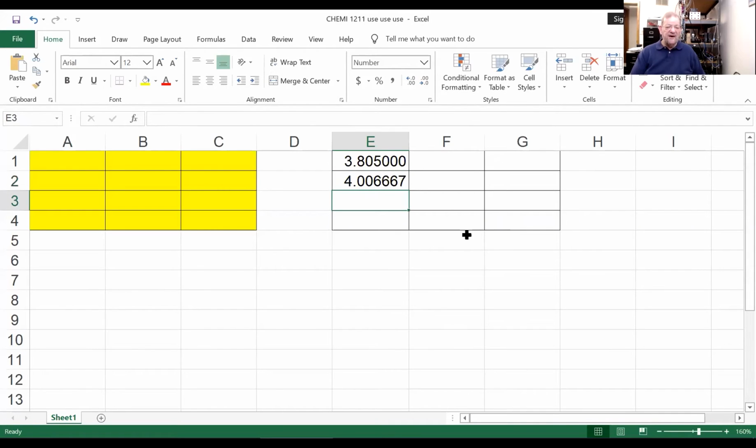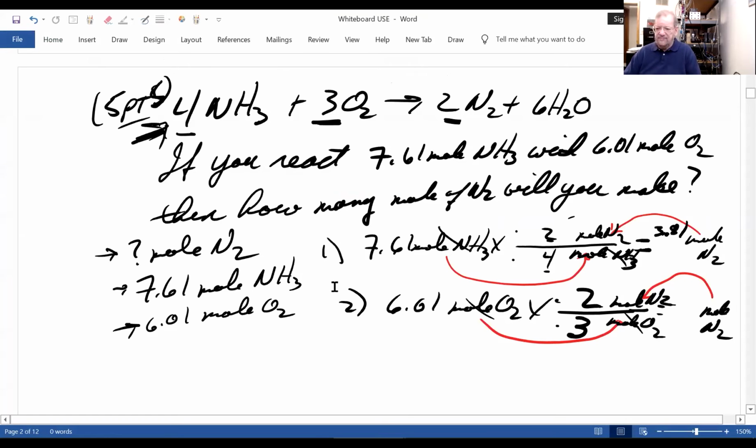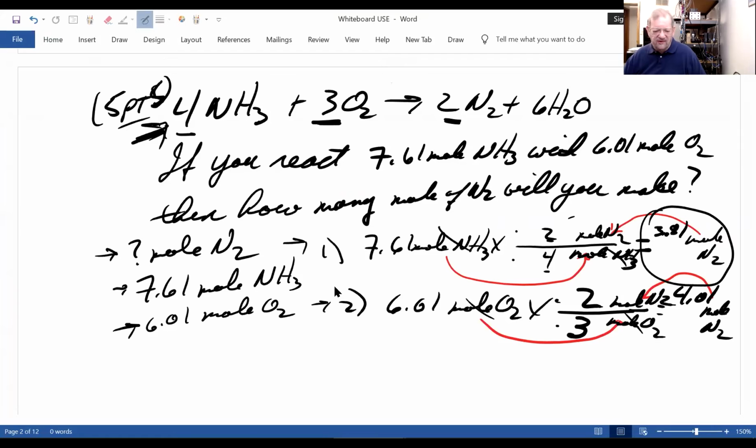And this is the number I get, and that to 3 significant figures would be 4.01. And when you do this, the lower answer of these two is your answer, and there's my answer. The answer is 3.81 moles of nitrogen.